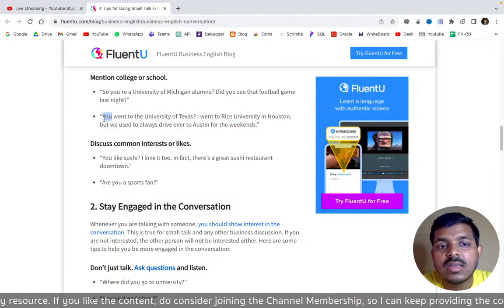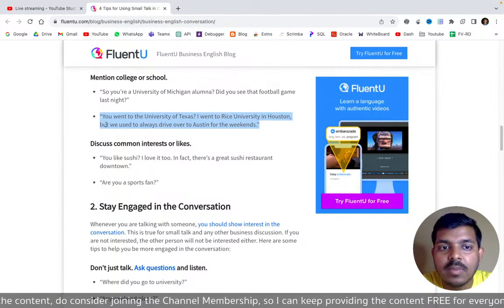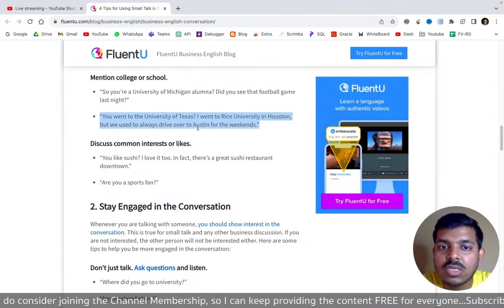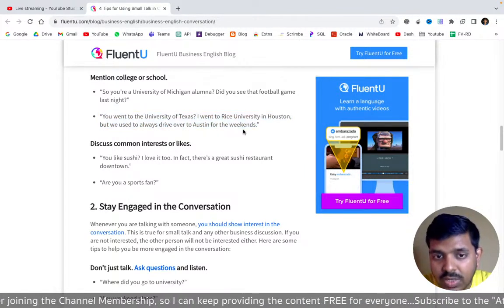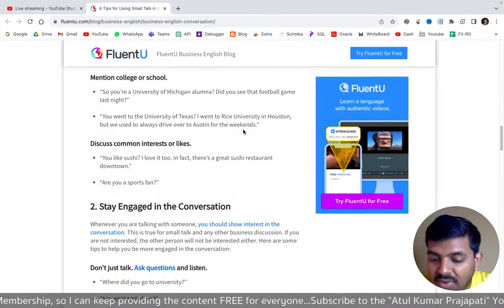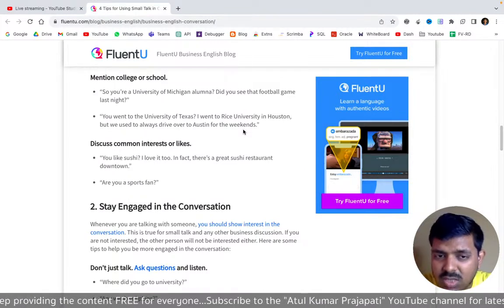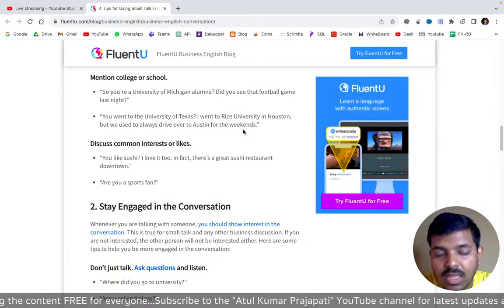So you can see here, you went to the University of Texas, I went to Rice University in Houston, but we used to always drive over to Austin for the weekends. So it doesn't necessarily have to be that you belong to that. You could also be traveling via that road. You could also be passing through for some other purpose, but you just went over to see it.